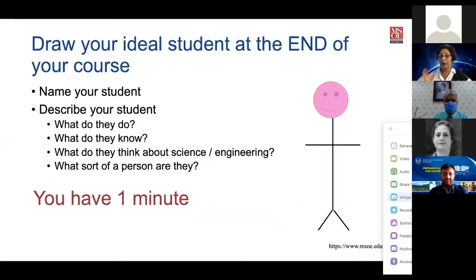So now you have to participate again. So what I would like you to do is take your pen and pencil and draw your ideal student. At the end of your course, who is your ideal student? Name that student. Then I would like you to describe your student in 1 or 2 words, not a long essay or anything. What do they do? What do you want your students to do? What do you want your students to know? Just 1 or 2 words.